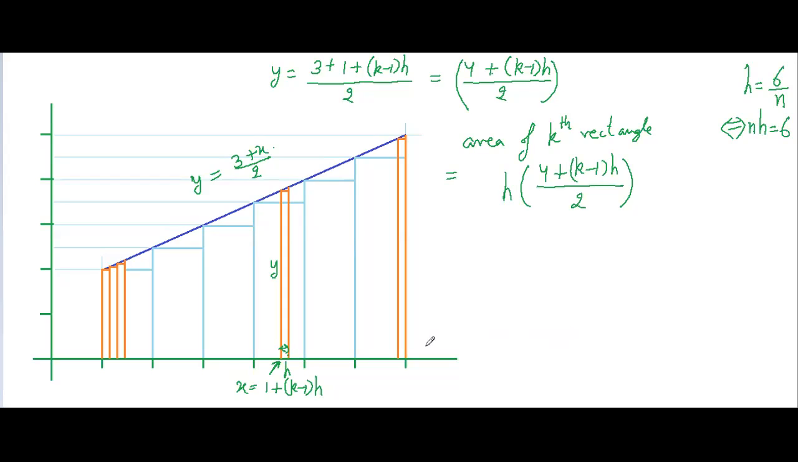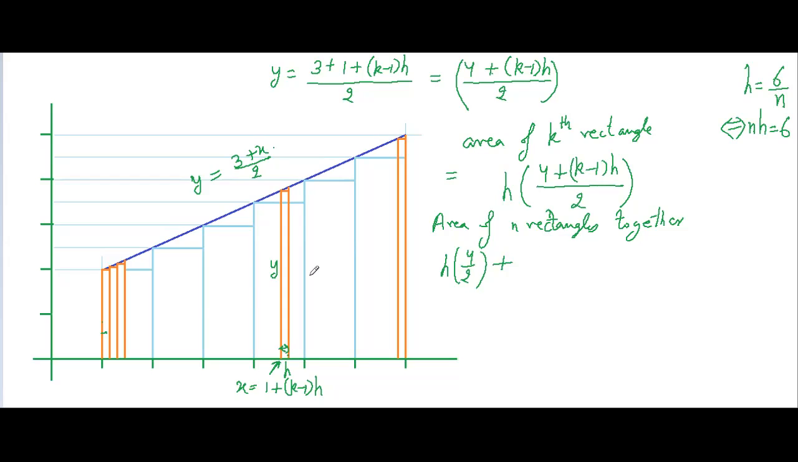Now what will we do? For the first rectangle, so the area of these n rectangles together, we are going to find together, which means we will be adding the areas of all these n rectangles. For the first rectangle, k is equal to 1. So if we put here k equal to 1, we get h times simply 4 by 2. I am not cancelling out 2 yet because all terms will be similar.